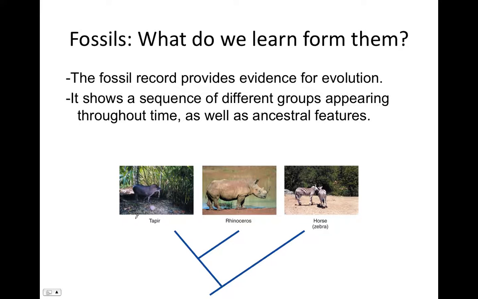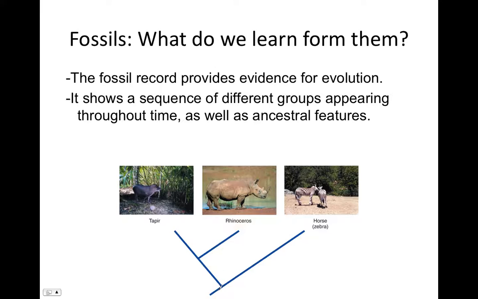What can we learn from fossils? They provide basically a record of what life was like in the past, and this acts as evidence for evolution. It shows a sequence of different groups of organisms appearing throughout time, and we're able to trace through time these features that are passed on from ancestors to descendants. That allows us to put together these trees of evolution that are called cladograms, which I'll introduce next.